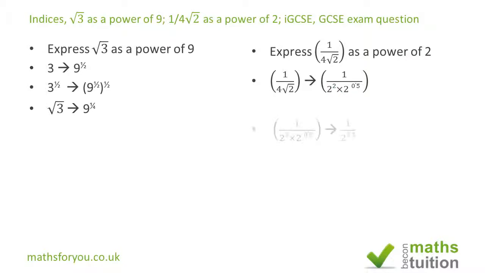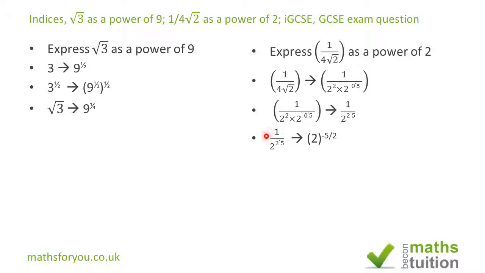And because we're multiplying with the same base, we have to add the indices. So 2 plus 0.5 becomes 2.5 there. Okay. Now 2.5 is the same as saying 5 over 2. So 1 over 2 to the power of 5 over 2.